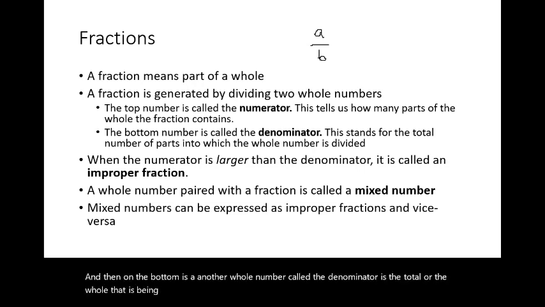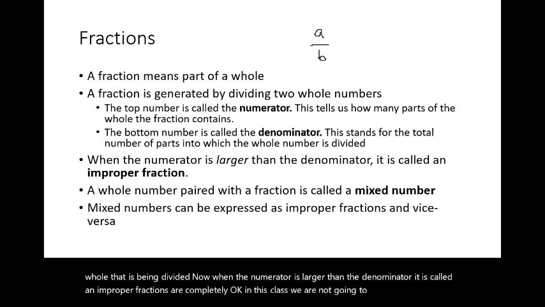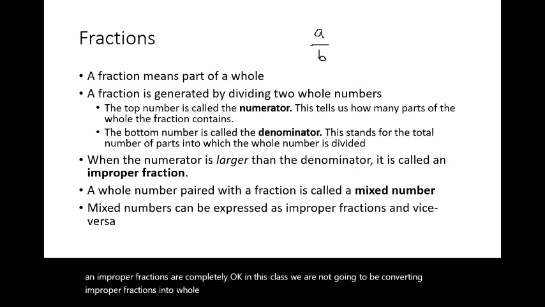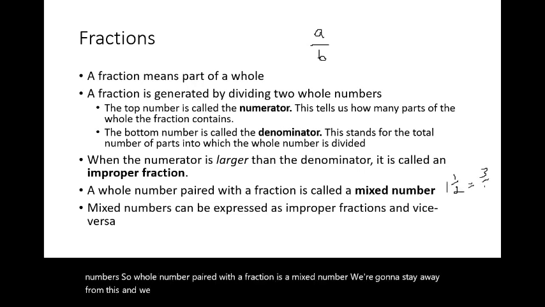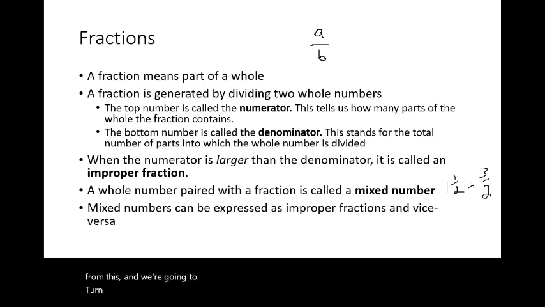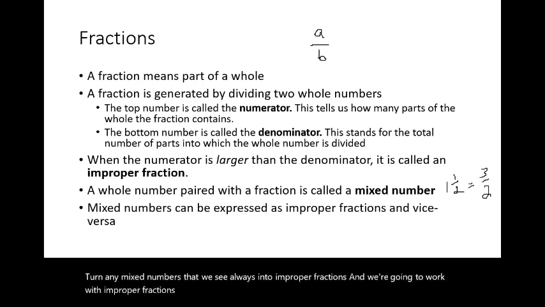Now, when the numerator is larger than the denominator, it is called an improper fraction. Improper fractions are completely okay in this class. We are not going to be converting improper fractions into mixed numbers. So stay away from mixed numbers. A whole number paired with a fraction is a mixed number. We're going to stay away from this, and we are going to turn any mixed numbers that we see always into improper fractions, and we're going to work with improper fractions always. We're not going to work with mixed numbers at all.